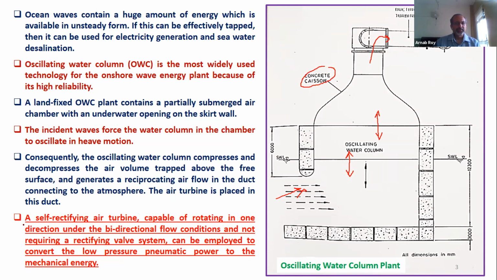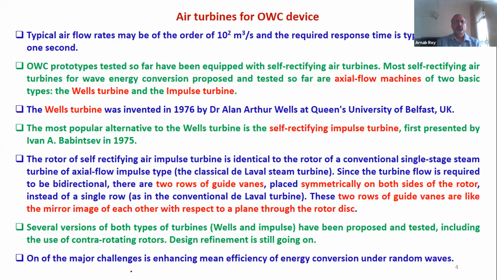A self-rectifying air turbine, capable of rotating in one direction under bidirectional flow conditions and not requiring a rectifying valve system, is what is required for effective operation. It can be employed to convert the low pressure pneumatic power to mechanical energy. Typical flow rates here are of the order of 10 to the power of 2, and typical response times are less than 1 second. So the turbine has to quickly respond to changes in flow direction without hampering its efficiency significantly.